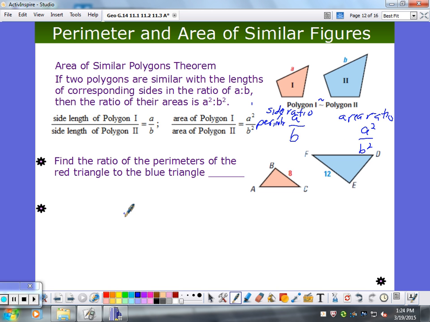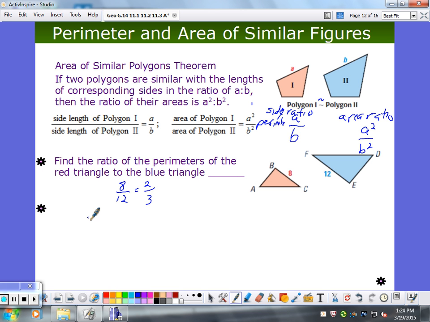So for example, on the paper, example A on the back. I've got a red triangle and a blue triangle. It says find the ratio of the perimeters of the red triangle to the blue triangle. Well, I know the sides go 8 to 12, and I want to reduce that. So 8 to 12 reduces to 2 to 3. That is the ratio of the perimeters, because it's going to be the same as the ratio of the sides.